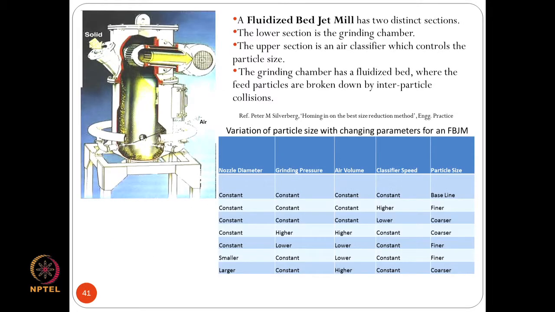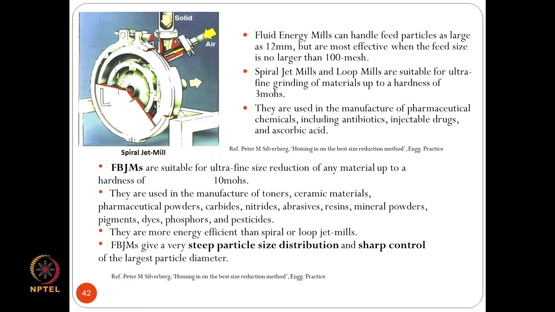Another variation of the jet mill is a fluidized bed jet mill. So, fluid energy mills can handle large particles, but they are better suited to particles that are no larger than 100 mesh. They are used in many fine or precision manufacturing industries, where you require a very fine size and also a sharp particle distribution. The fluid energy mills, we used to have one in our lab. I think it is not operational anymore, but they do give a tight particle size distribution and good control over the largest diameter. But like with all size reduction operations, the control over the lower diameter is not as good.